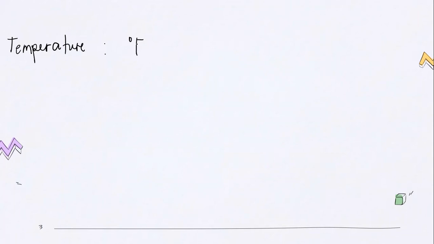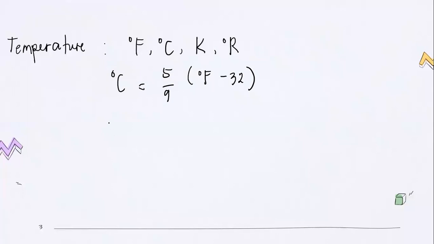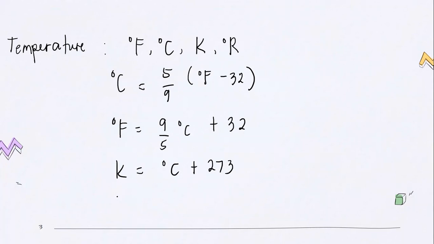We have the scales for temperature: degree Fahrenheit, degree Celsius, Kelvin, and degree Rankine. We have the conversions: degree Celsius is equal to 5/9 times degree Fahrenheit minus 32, degree Fahrenheit is equal to 9/5 degrees Celsius plus 32, Kelvin is equal to degree Celsius plus 273, and degree Rankine is equal to degree Fahrenheit plus 460.